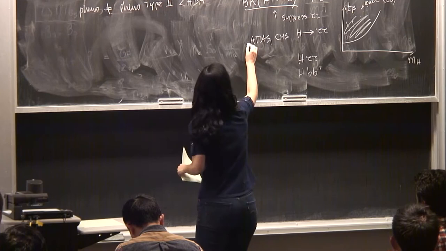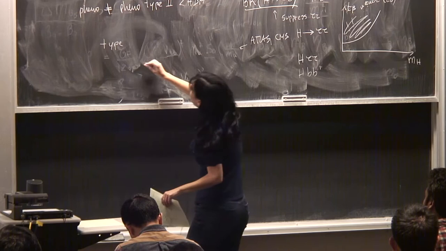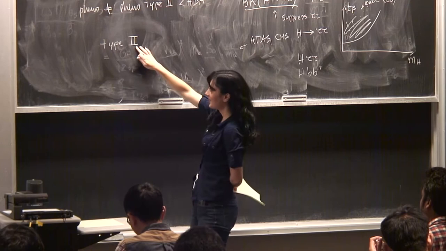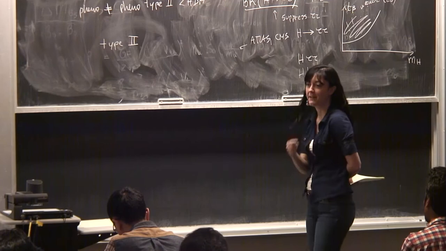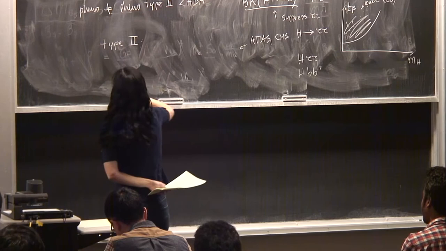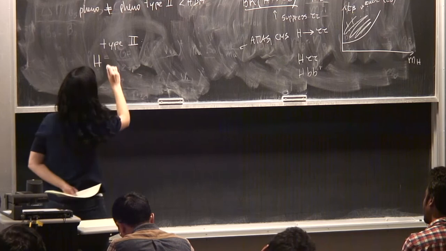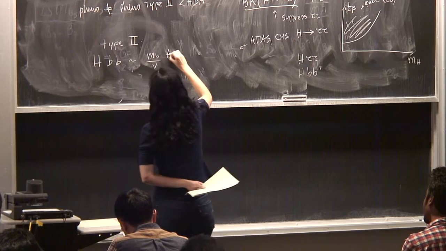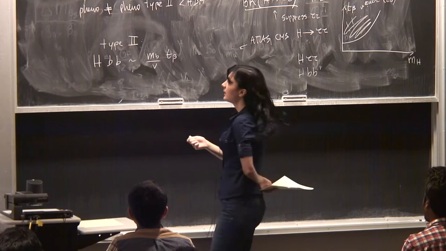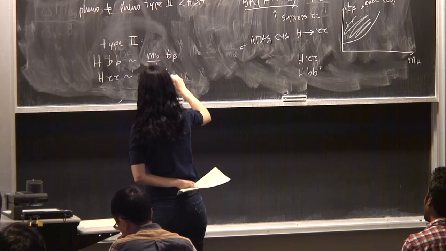So I don't have notes on this, so I will improvise a bit. For type 2, the idea is experimentalists looking for heavy Higgs going to tau tau have in mind the type 2 two-Higgs-doublet model or a SUSY-like model, where you have couplings of this heavy Higgs, similarly also for the pseudoscalar, with b bbar that goes like m_b over v times tan beta. You can simply compute it. And similarly, the coupling to tau is m_tau over v times tan beta.